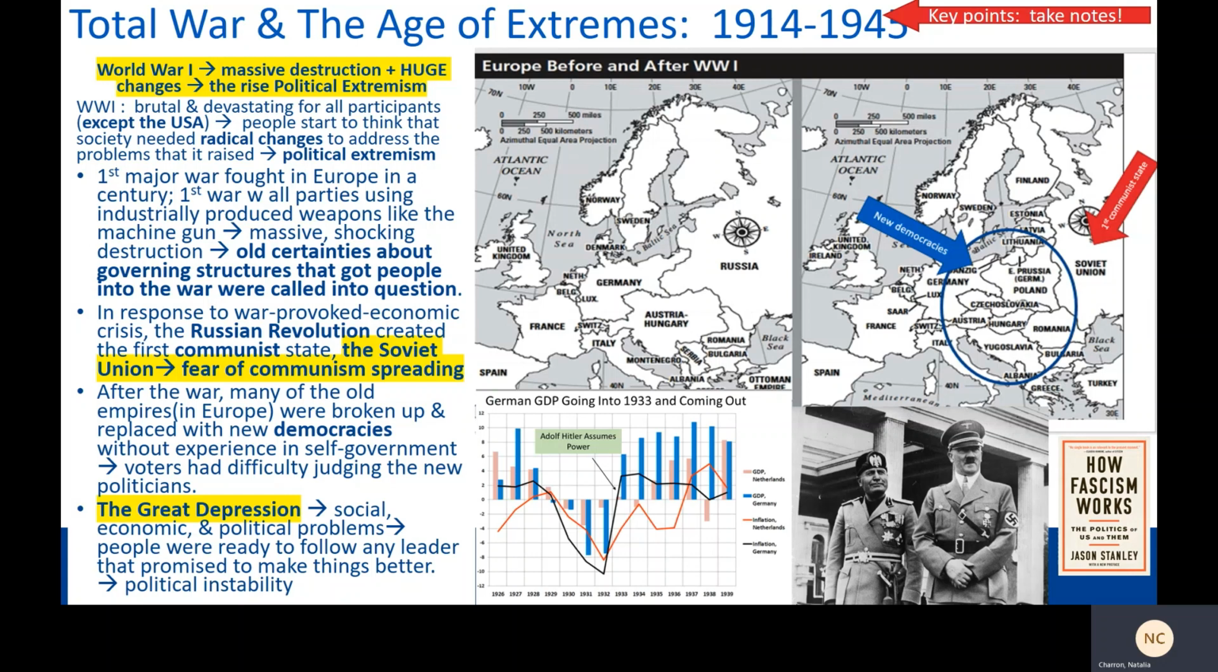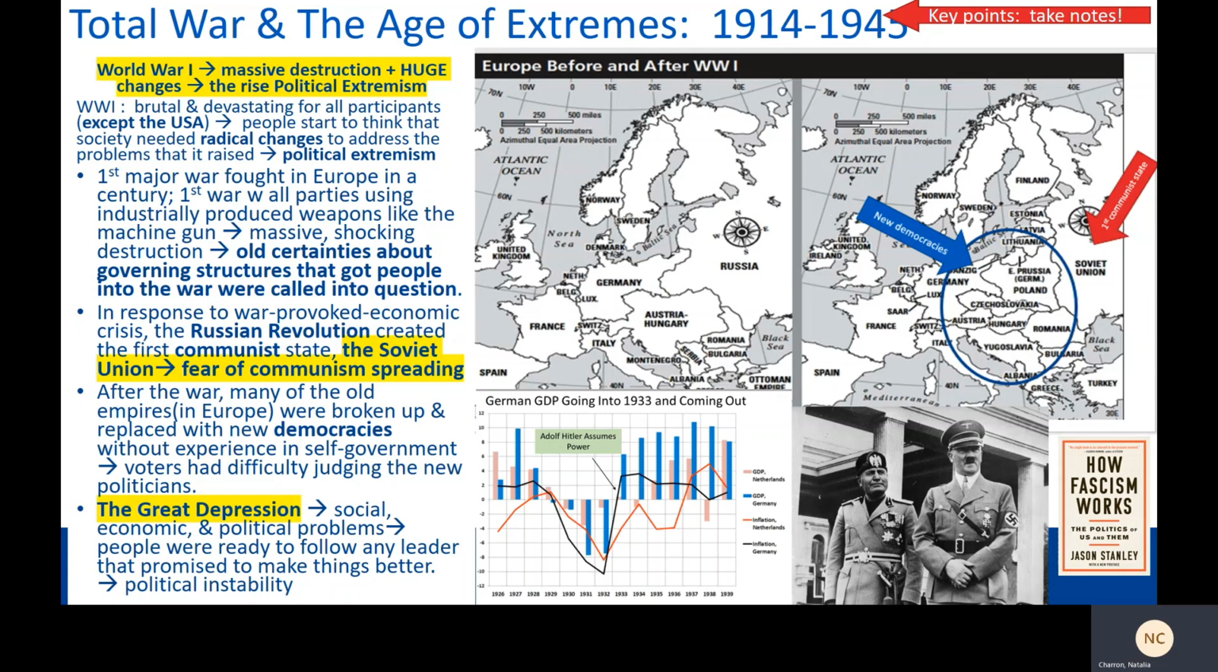Fear of communism spreading led other states to move to the right, to a more nationalist, aggressive, anti-communist solution. Similarly, after the war, many of the old empires in Europe were broken up and replaced with new states that were new democracies without any experience in self-government. And it turns out that with democracy, you have to kind of learn how it works. If you look on the map, circled in blue, you'll see a bunch of new states, it's not a perfect circle, but that's the general zone, that suddenly were experiencing self-government.